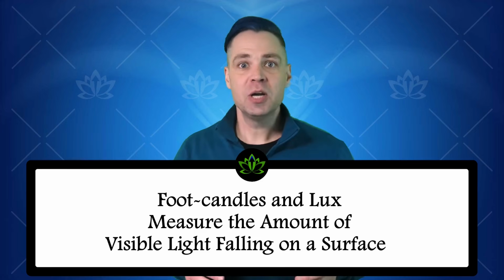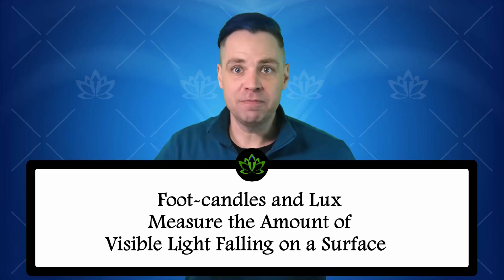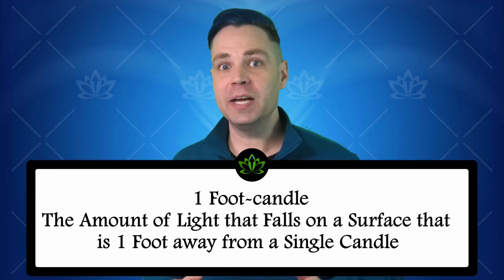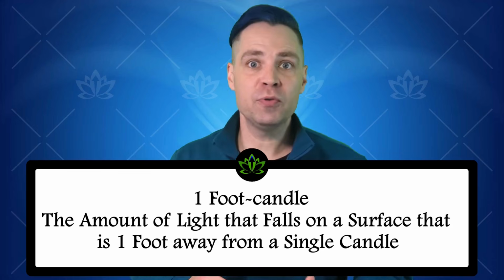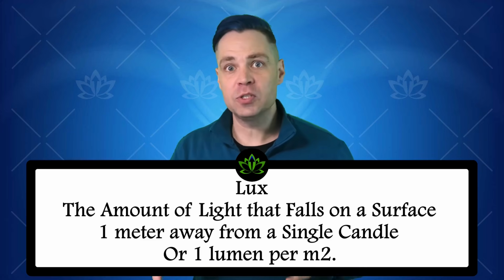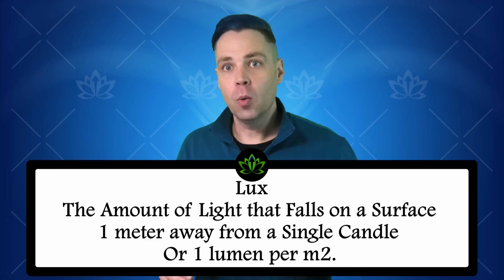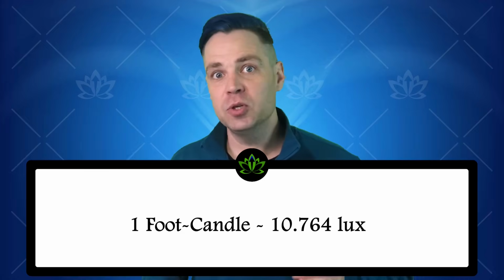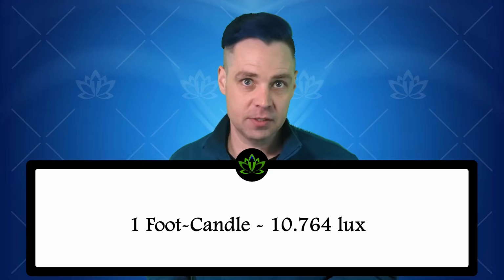Foot candles and lux both measure the amount of visible light that falls onto a surface, but use different standard measuring systems, empirical and metric respectively. A single foot candle is the amount of light that falls on a surface that is 1 foot away from a single candle. And lux is the amount of light from a single candle that falls on a surface 1 meter away, or 1 lumen per square meter. 1 foot candle is equivalent to 10.764 lux.